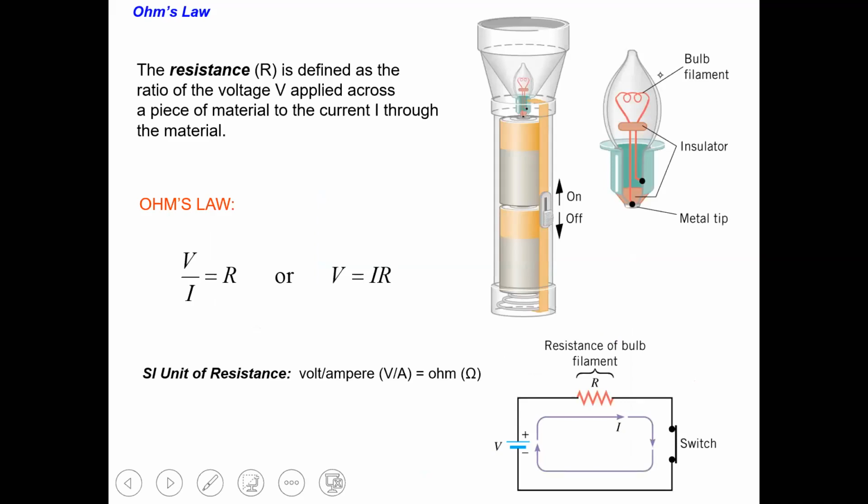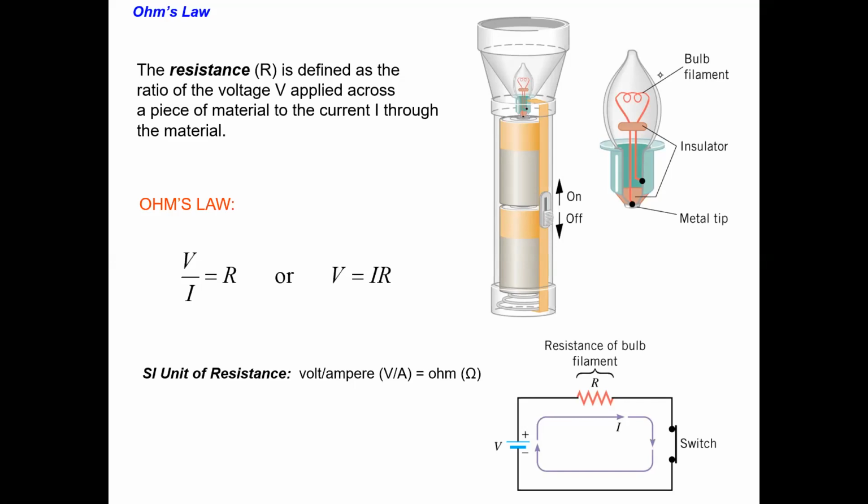So how are voltage, current, and resistance related? Well, with Ohm's law. Ohm's law says specifically that voltage is equal to current times resistance, or a potential difference is equal to current times resistance.